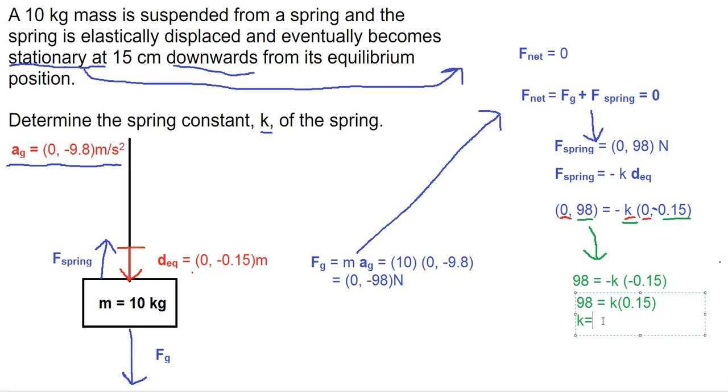So if you divide these out, you will get 653. And as for the units, it'll just be in newtons per meter, because our force was in newtons and our displacement here is in meters. All right, so with that, you basically found the spring constant k.